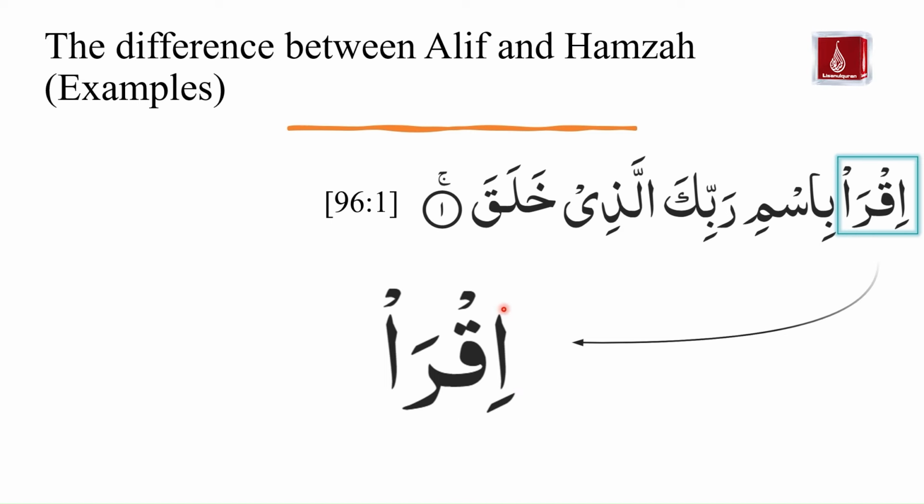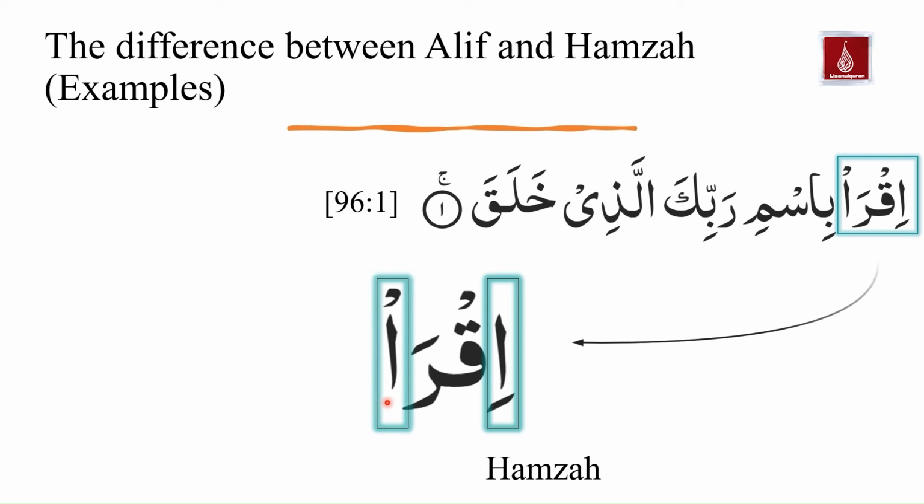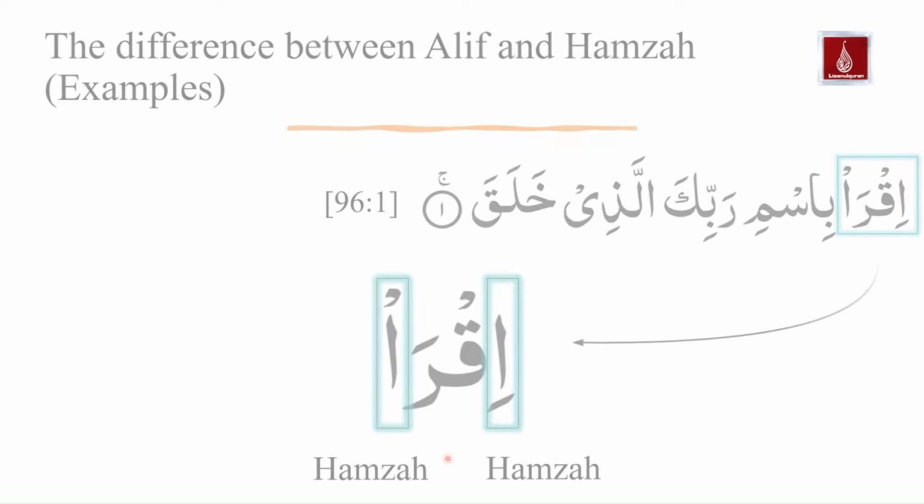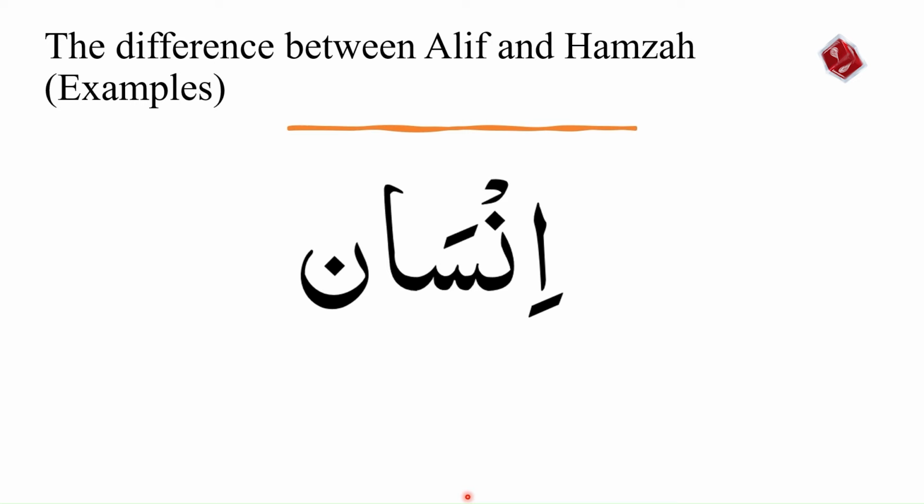So this symbol is actually Hamza because of the presence of the zair. And this is also Hamza because it has the presence of sukun. So in conclusion, iqra has no alif in it. It has two Hamzas. The next example is that of the word insan.